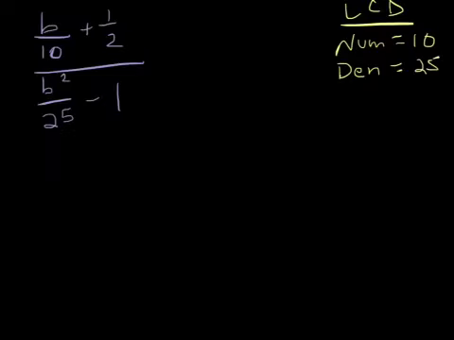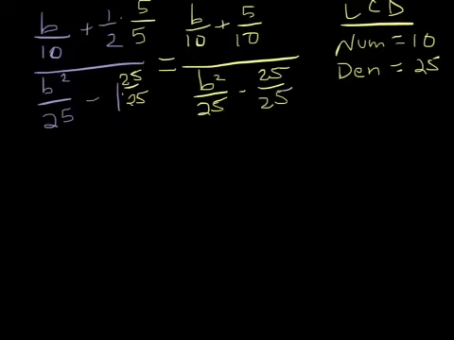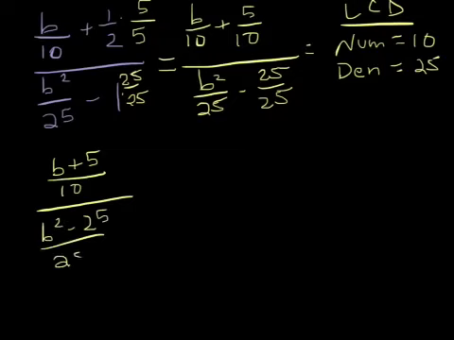B over 10 is already over 10, so I'm just going to multiply 1/2 by 5 over 5. So I'll get b over 10 plus 5 over 10. B squared over 25 is obviously over 25, so I'm going to multiply 1 by 25 over 25. So I'll get b squared over 25 minus 25 over 25. And now I can start simplifying. I've got b plus 5 over 10 in my numerator, b squared minus 25 over 25 in my denominator.